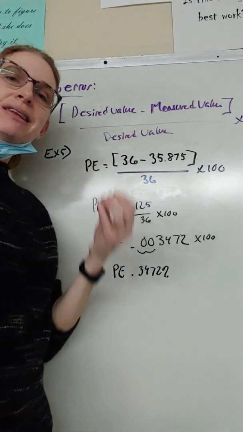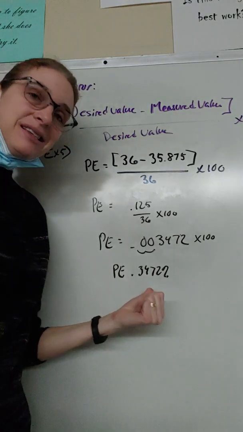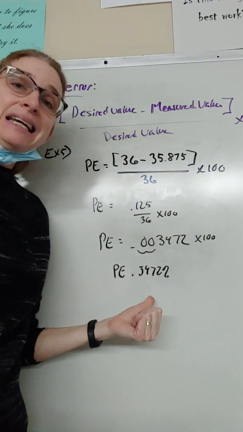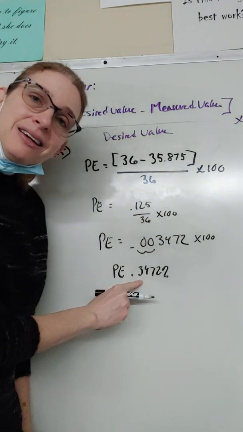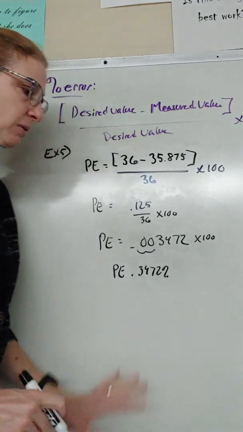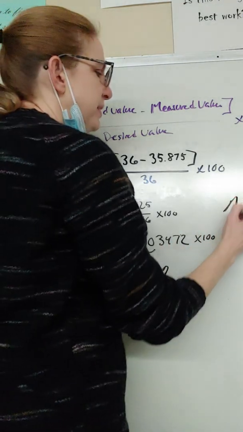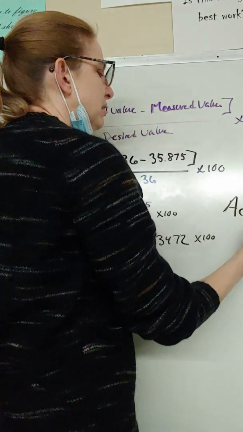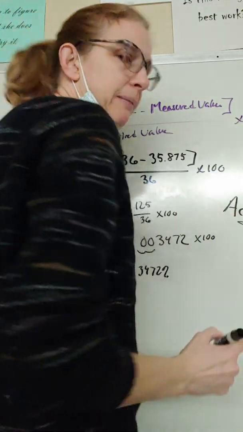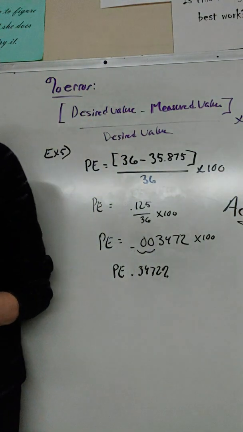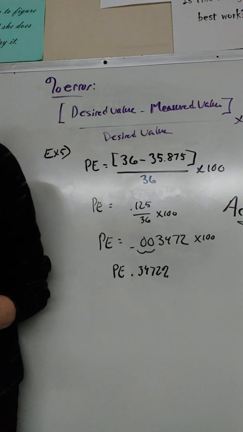So now that I've got an answer, is that within 0.5%? Remember, it said it had to be less than 0.5%. Well, is this less than 0.5%? Yeah, because this is 0.3. Okay, 0.3 is less than 0.5. So this would be accepted. This would be an accepted shoelace. Okay, it can't be more than 0.5%.